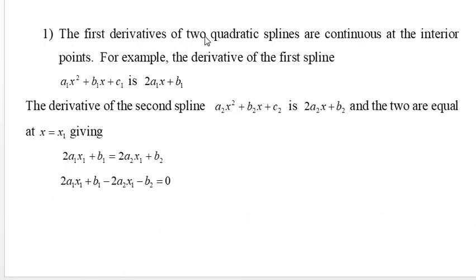Now consider case 2. First derivatives of two quadratic splines are continuous at interior points. So if you take the derivative of the first spline, it is 2a1x plus b1, and the derivative of the second spline is 2a2x plus b2. At x equal to x1, where x1 is an interior point, equate these two. So 2a1x1 plus b1 equals 2a2x1 plus b2, and we get an equation of the form 2a1x1 plus b1 minus 2a2x1 minus b2 equal to 0.